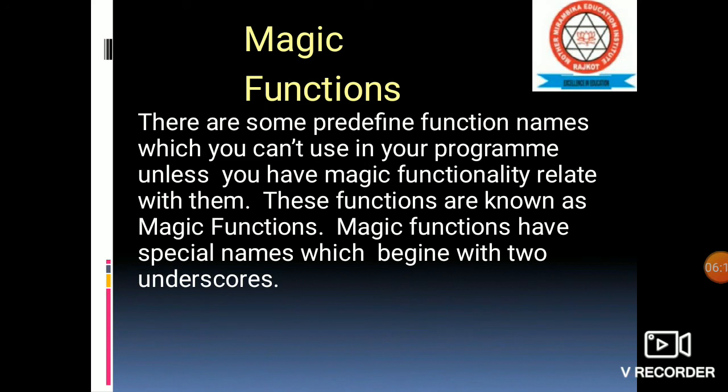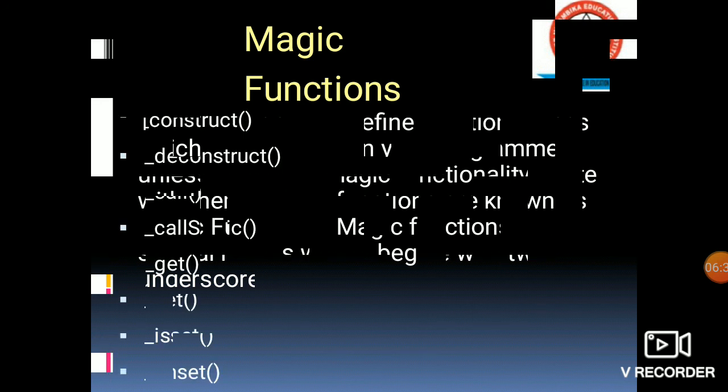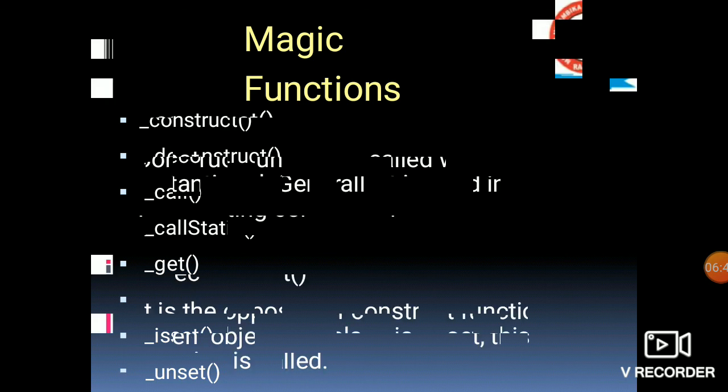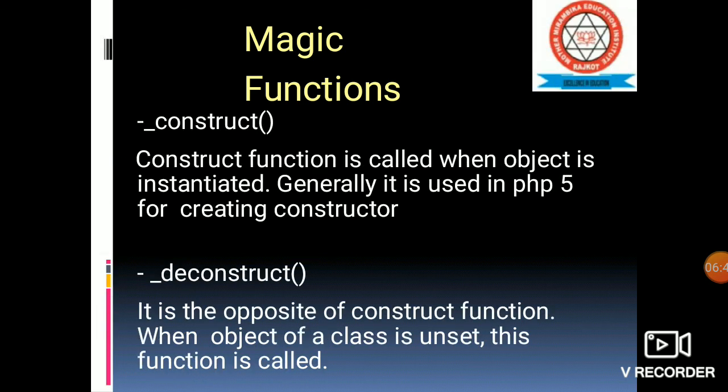Magic functions. PHP has a list of magic functions. Some are used in a predefined way. There are some predefined function names which you can't use in your program unless you want the magic functionality related to them. These are reserved words, so you cannot use them as a variable. These functions are known as magic functions and have special names which begin with two underscores. Construct, destruct, call, callStatic, get, set, isset and unset are all magic functions. Now let's see them one by one.